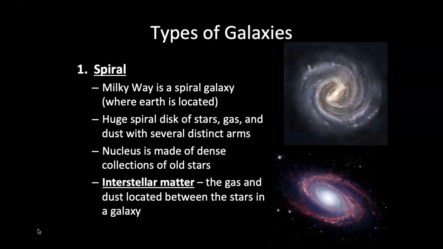The nucleus is made up of a dense collection of old stars, and the interstellar matter is the gas and dust that is located between those stars within a galaxy. You can see these two pictures on the right side. We have our dense cores within the center, and then there are very distinct spiral arms surrounding that center.